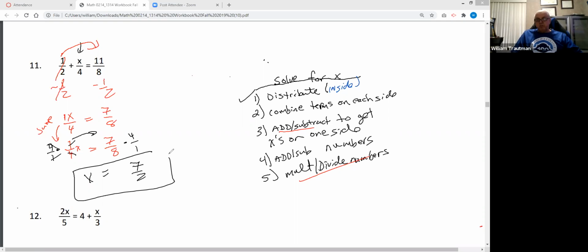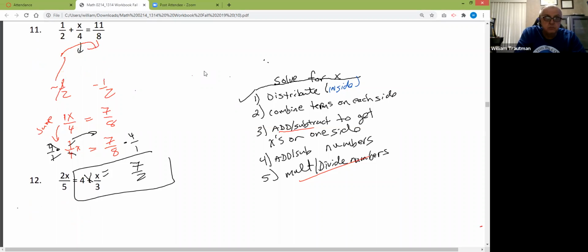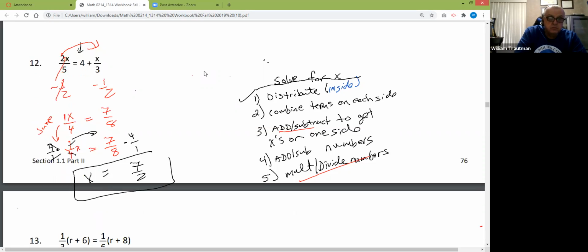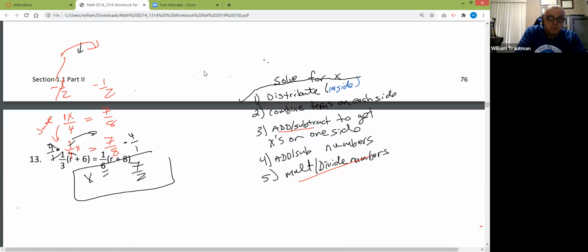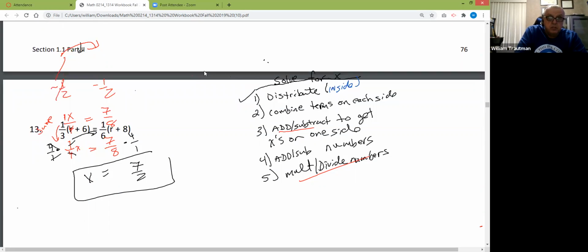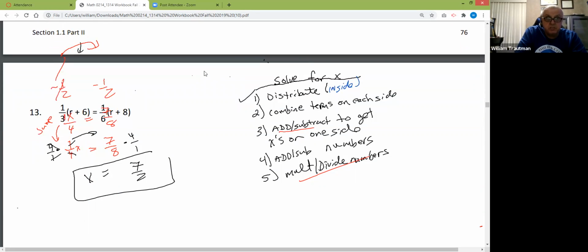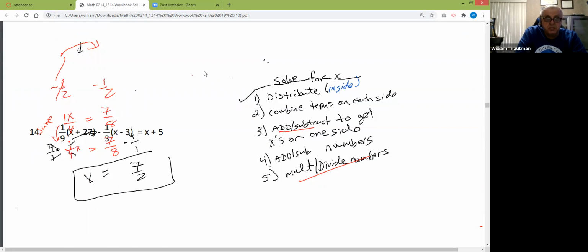We're going to skip 12 and go to 13. Why are we even going to 13? Let me see what 14 looks like. Might as well do 14. We're going to skip 12 and 13, go to 14.